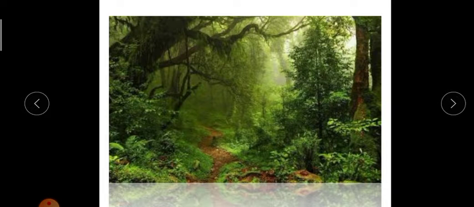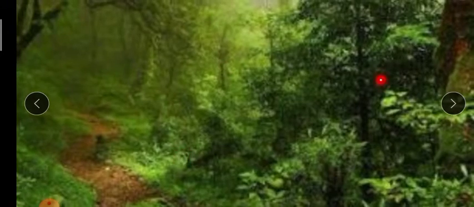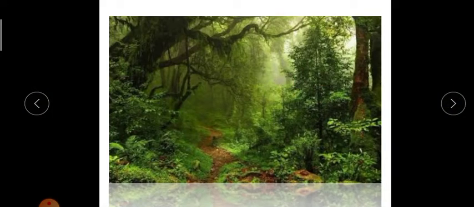Children, look at this photograph. What do you see here? You can see that it is the photograph of a very dense forest. There are very big trees. Also there are small trees, grasses, shrubs, bushes, everything. So you can say that this is the picture of a very dense forest.